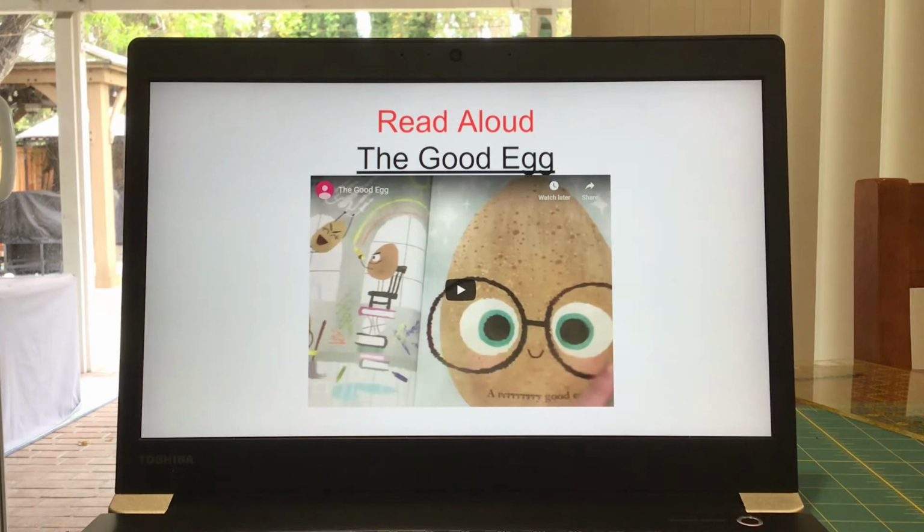All right, I put a read aloud on today. This is a new book that I got from the book fair right before we went to spring break. It's called The Good Egg, so give it a listen.